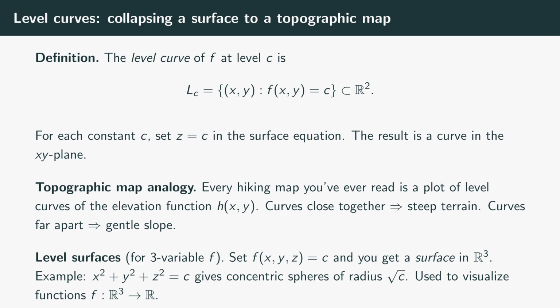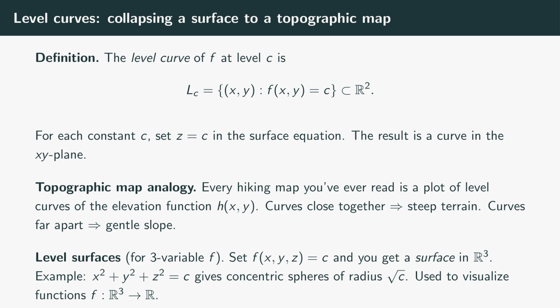You have seen this construction your whole life. Every hiking map ever made is a plot of level curves of the elevation function over the map's region. Where the contour lines bunch close together, the slope is steep. The function changes a lot over a small horizontal distance. Where the lines spread apart, the slope is gentle. Closed loops mark peaks and basins. Figure 8 crossings mark saddle points. Topographic maps are level curve plots, and they encode the whole shape of the underlying surface in 2 dimensions.